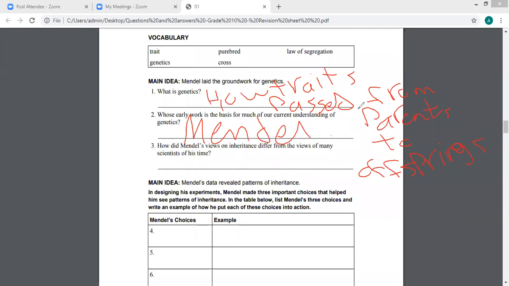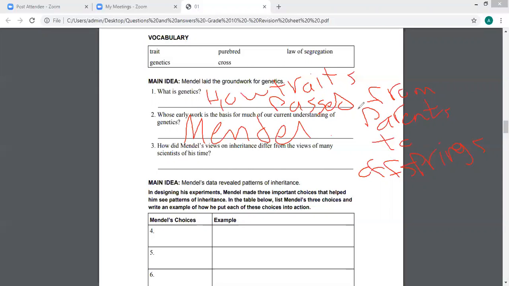Third one, how did Mendel's views on inheritance differ from the views of many scientists of his time? There are different thoughts about the transmission of traits. Some scientists believed in some ways and Mendel believed in different ways. What is the difference between their ways? What are the thoughts of the other scientists, and what is the thought of Mendel? I think the other scientists thought that the traits from the father and the mother would combine together to form someone, but what did Mendel think, to be honest, I don't know.